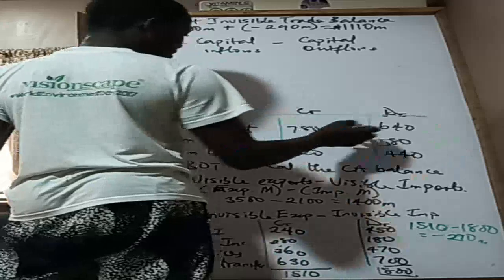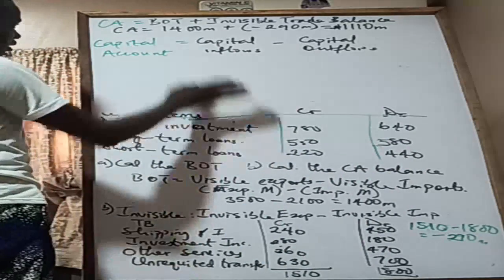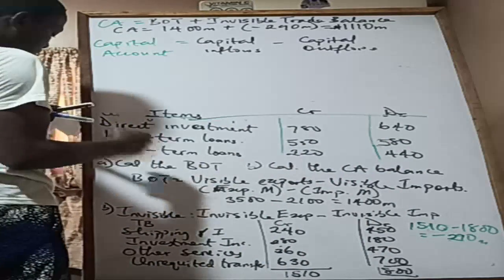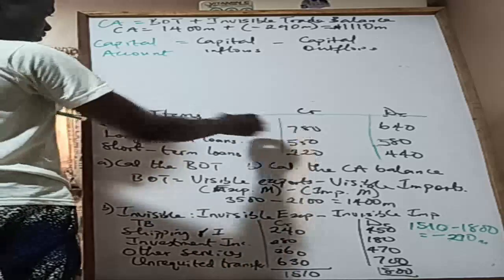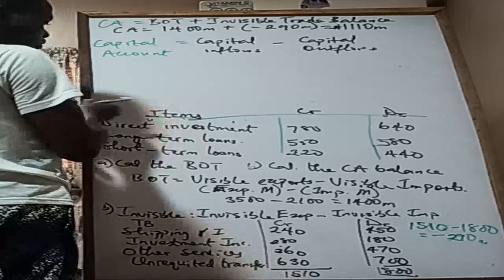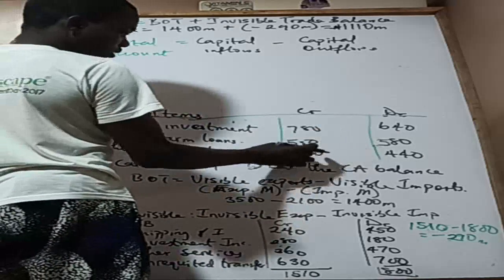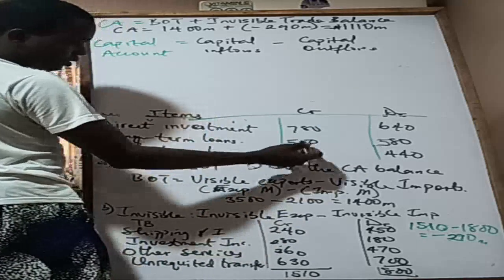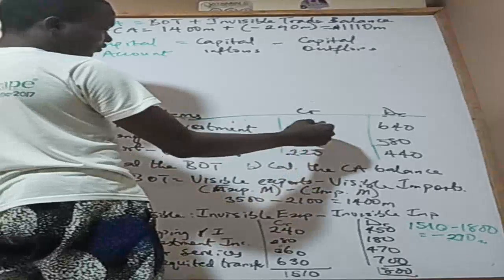You can draw another table for this. So let's say this was the table that we're drawing for this account. I don't want to erase it. Now we just add up 780 plus 550 plus 220. So this is 770, this 770. This should be 1550 or thereabout.